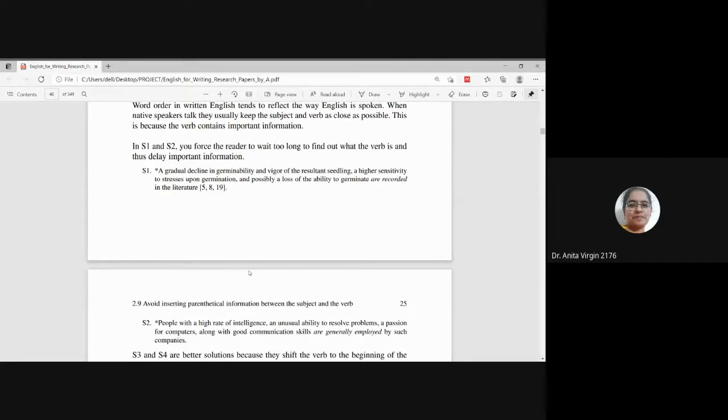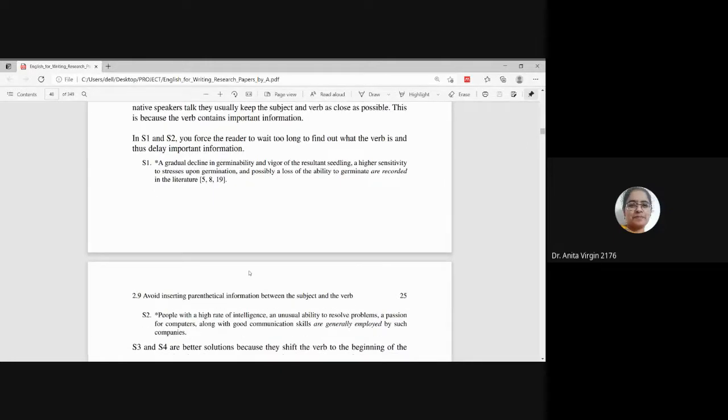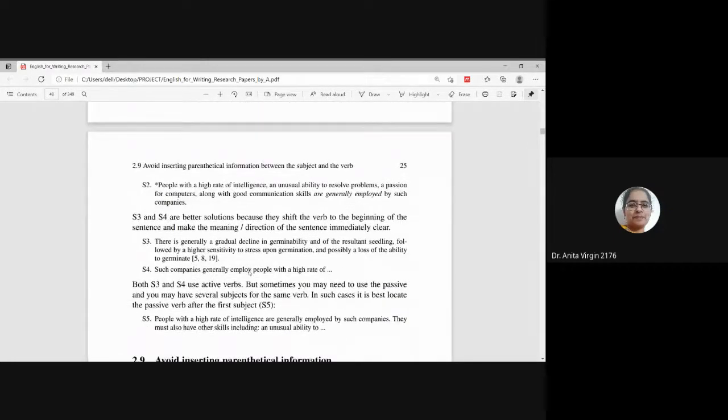Okay. So now you come to the next sentence. S2. The same person can read. People with a high rate of intelligence and unusual ability to resolve problems, a passion for computers, along with good communicational skills, are generally employed by such companies. Okay. So this is also, you can just see the verb is very far from the subject.